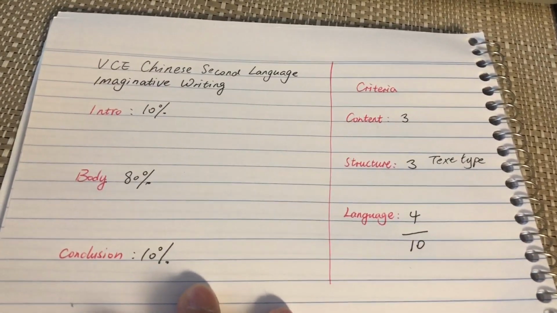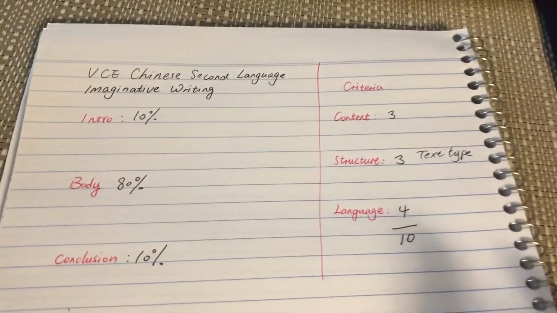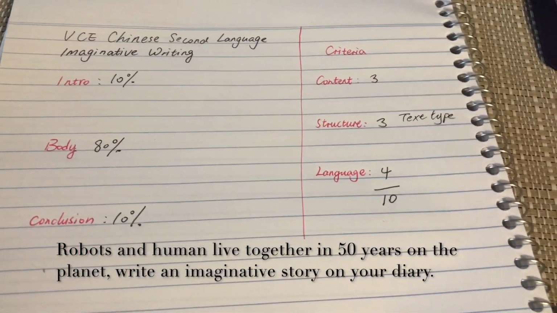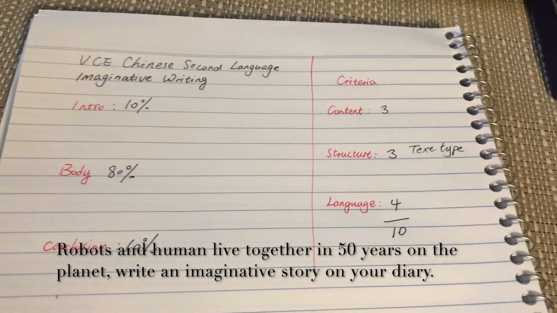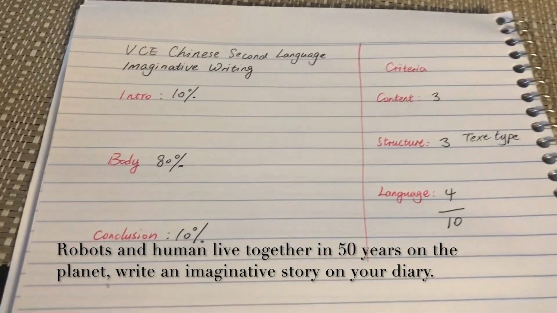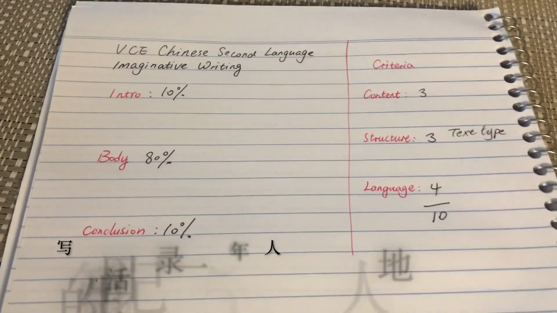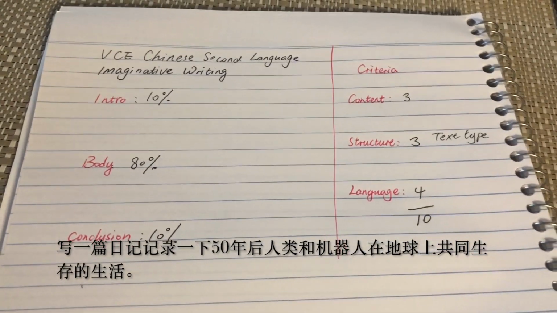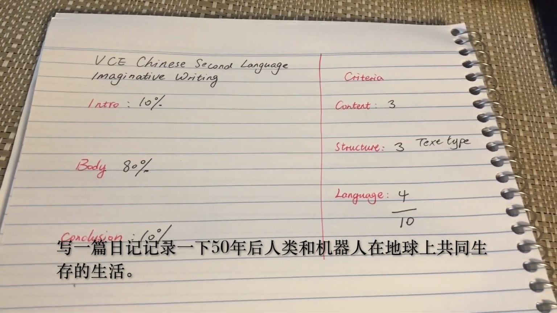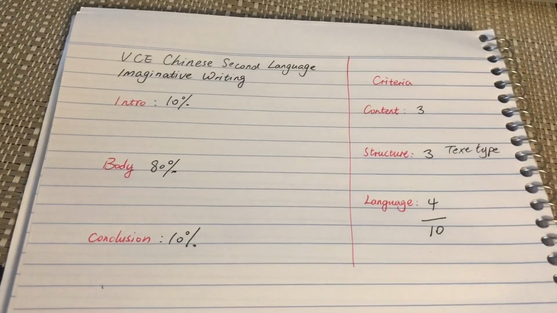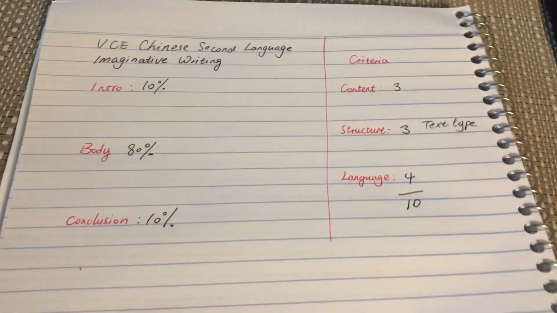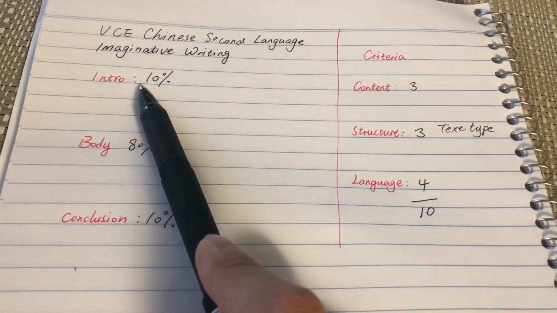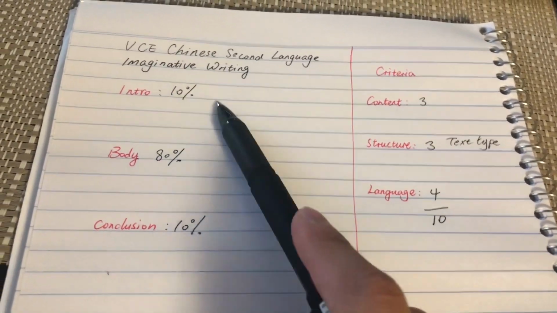Say, this is a question, okay: in 50 years, human beings and robots will live together on Earth. Write an imaginative story in your diary to talk about what's gonna happen when we were living together. This is a very broad topic. And you can see the text type here is a diary entry, right? And you know the setting and the background, which is in 50 years. So it's from now to the future.